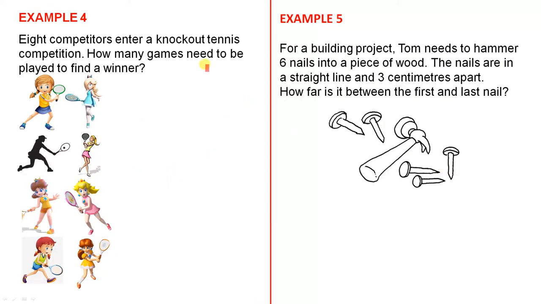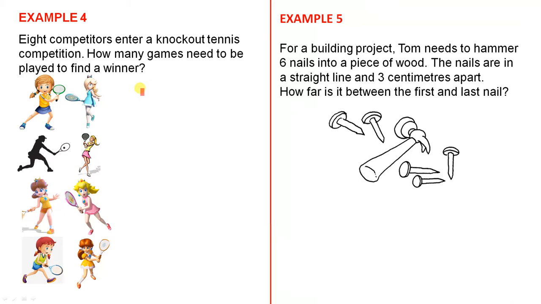Eight competitors enter a knockout tennis competition. How many games need to be played to find a winner? Alright, let's assume these two play each other. Those two play each other. Those two play each other. And those two play each other. Okay? So you can see that already we've got 4 games.